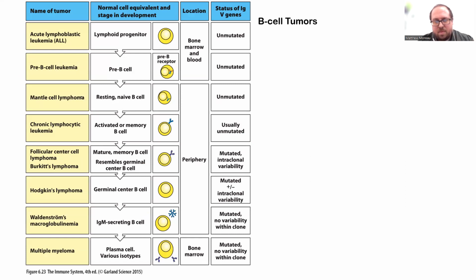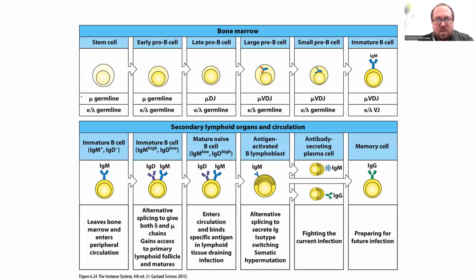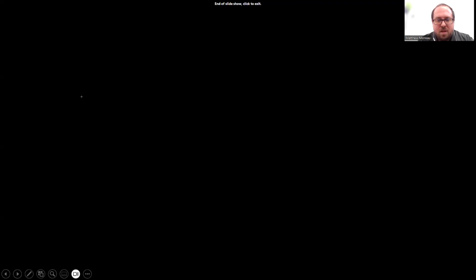We're going to talk about B cell tumors, because hopefully we'll get to B cell tumors when we talk about immunodeficiencies and dysfunctions. And that does it for the B cell development. I hope you guys enjoyed, and let me know if you have any questions.